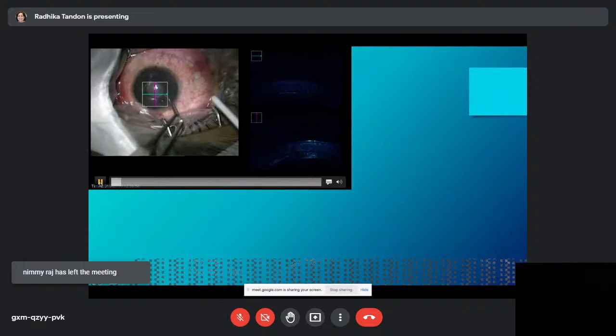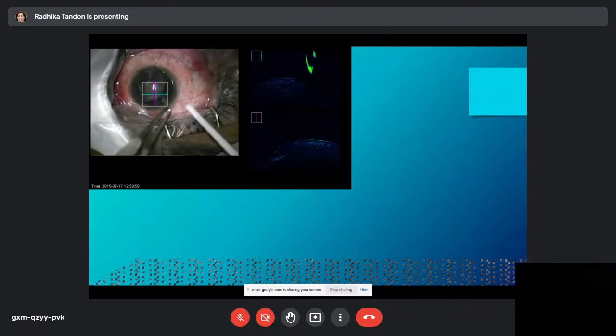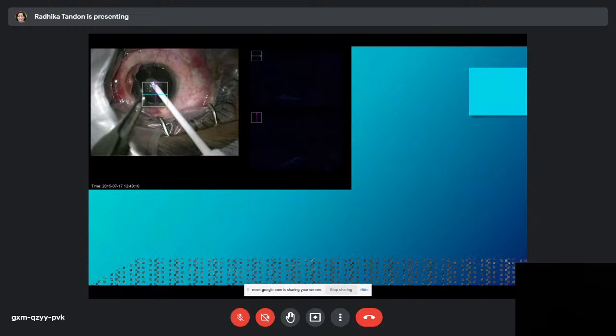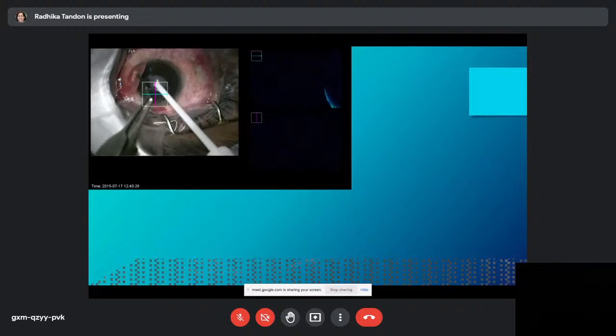The donor tissue has been cut. Remember that when you cut the donor tissue, it may not be exactly the same size as it was cut in the host. These variations come because there are variations in the corneal curvature as well as the pressure applied. Therefore, it's very important to first put the donor tissue on the host, check what size you require, and then refine it accordingly.